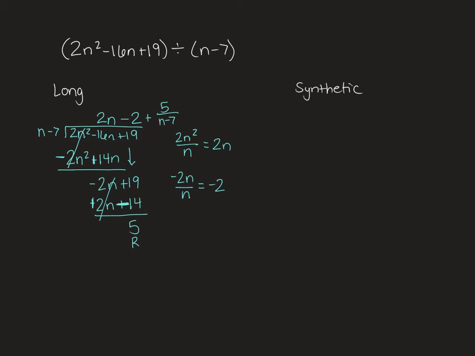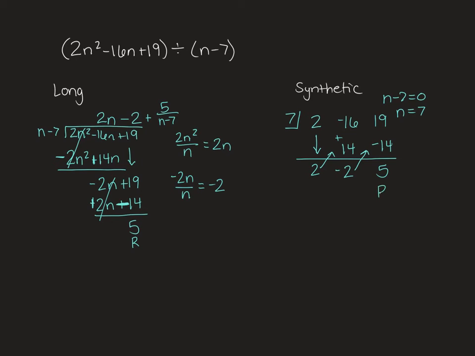Let's see if we get the same answer using synthetic division. So set n minus 7 equal to 0, and then solve for n, so n equals 7. That's what's going to go inside your box. Then you take the coefficients of each term. So we have 2, -16, and 19. You'll drop down the 2, multiply that by the 7. So we'll have 14, add, so we have -2, multiply times 7, -14, that will give us 5.